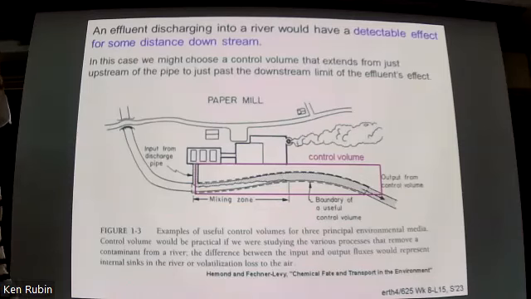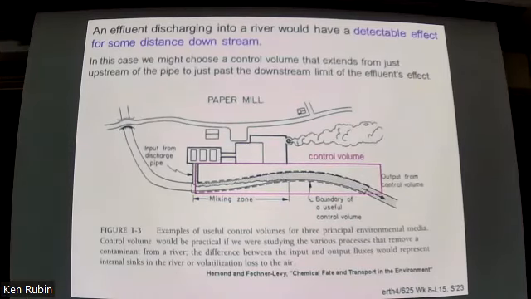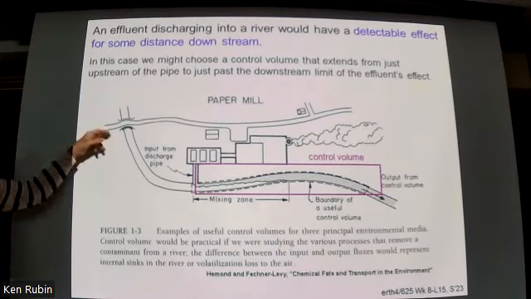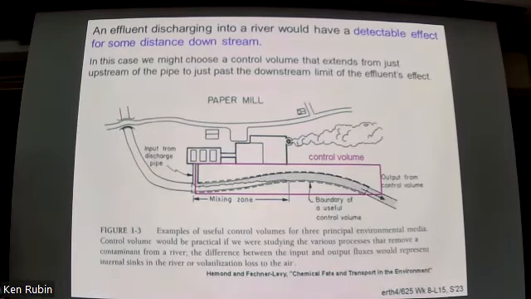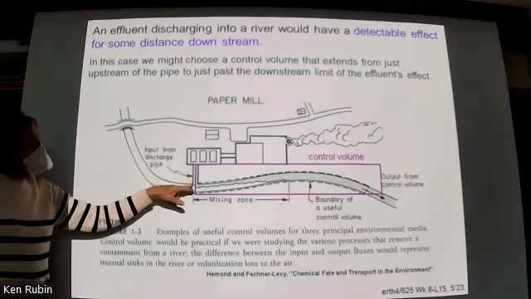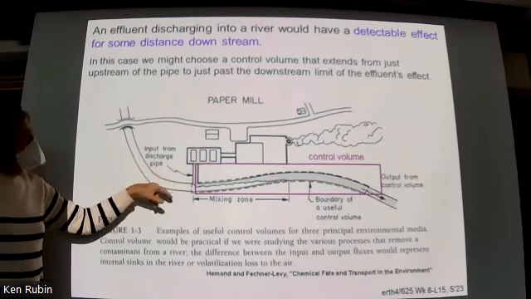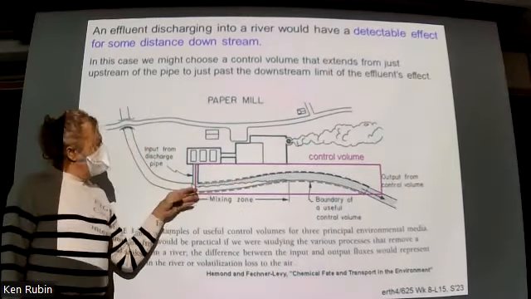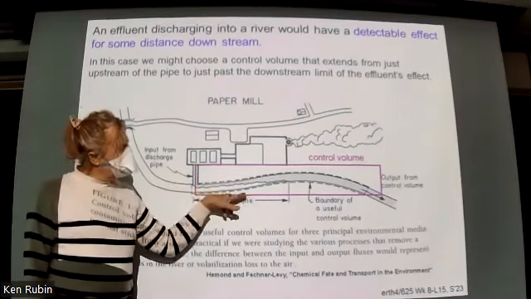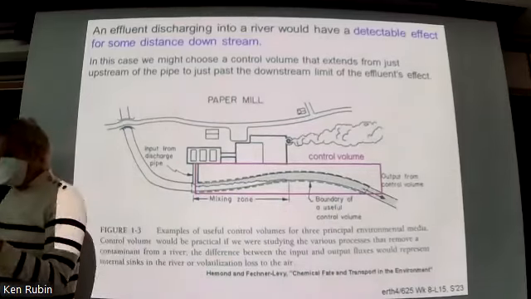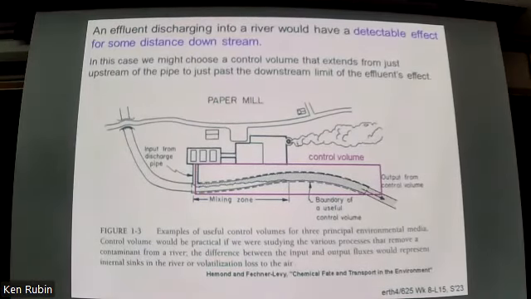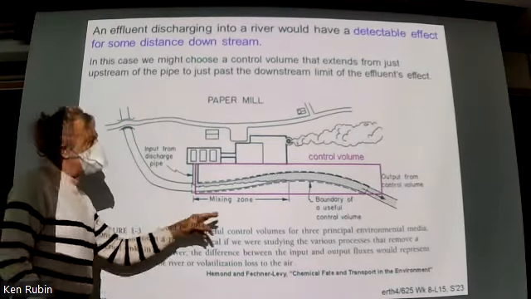This is another control volume. This is another kind of scenario we've talked about. We've got a river flowing by, and we've got some physical process going on that's discharging waste through a pipe into the river, and that river is flowing downstream. And so in this case, the control volume is chosen to be big enough to encompass the processes that allow us to reach some kind of steady state down here.